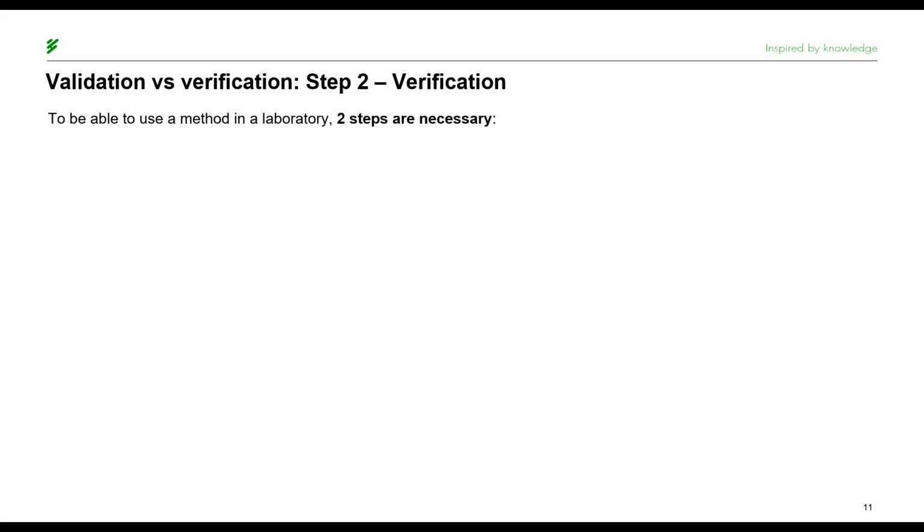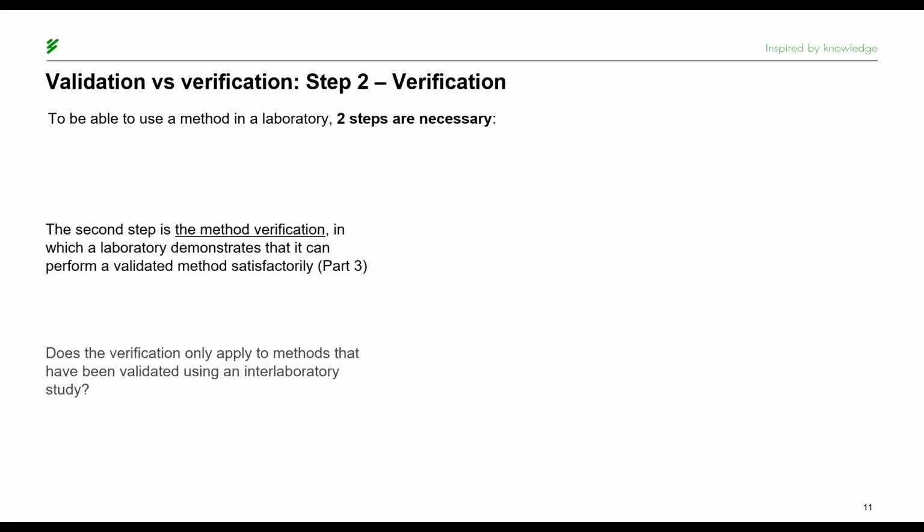The second step is the method verification, as we have already said, to demonstrate that the laboratory can perform the method satisfactorily according to the performance specification. But can a method that has not been validated by an interlaboratory study be verified? Some of you may already know the answer, but I will carry on. Please, if you can, leave the answer in the question box and we will get back to it later.